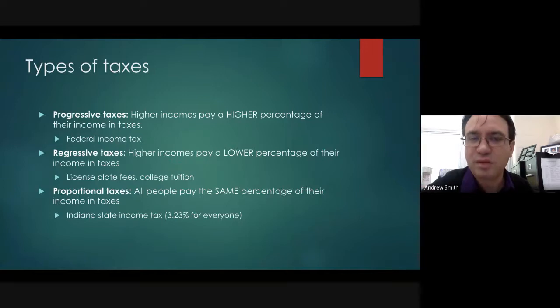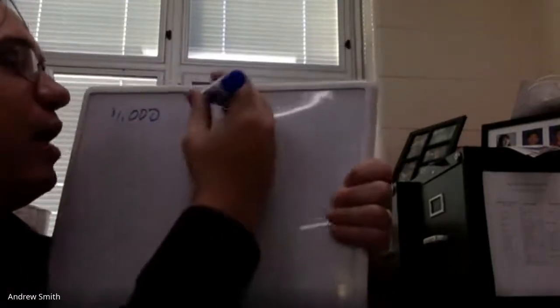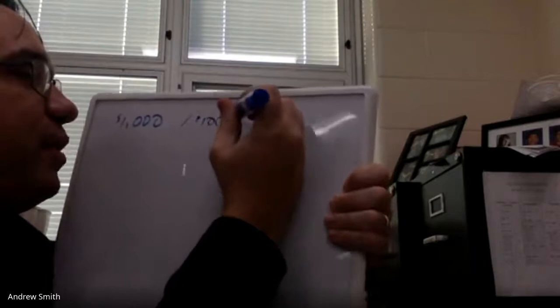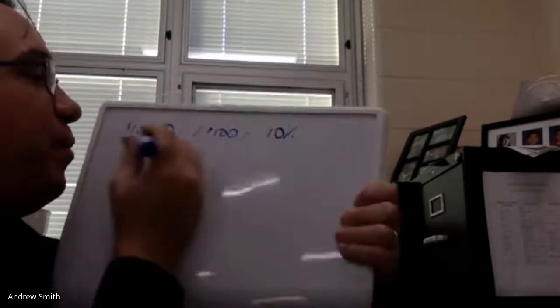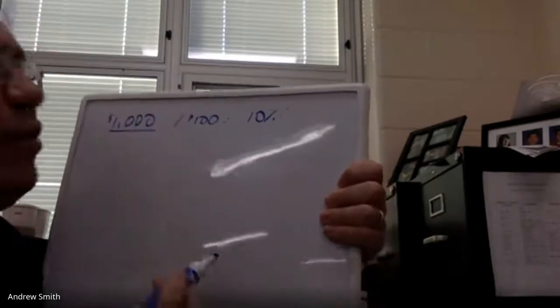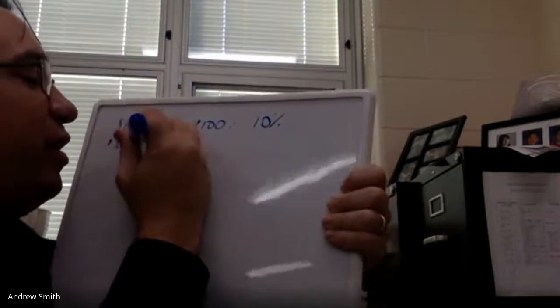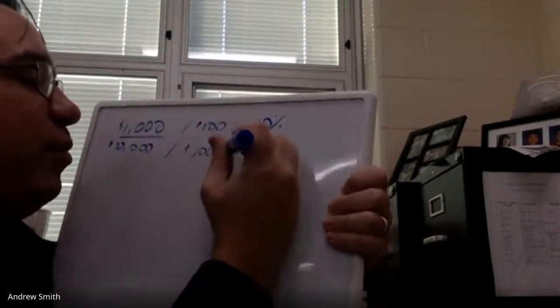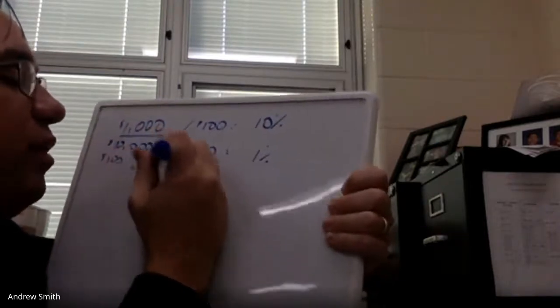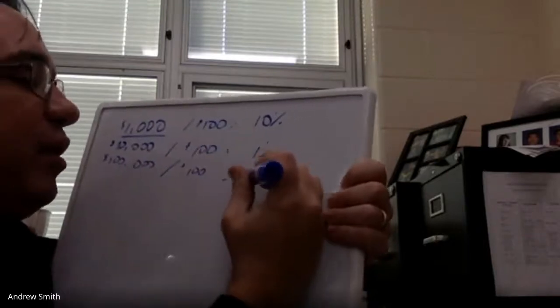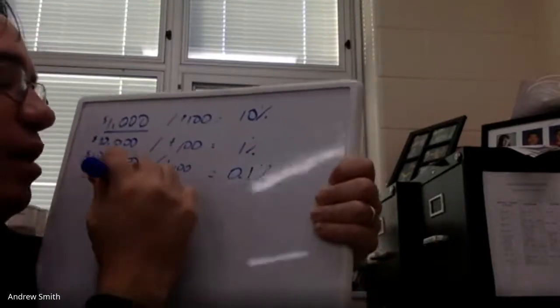So let me give you an example of a regressive tax. Okay, back to the whiteboard here. We've got a person making $1,000, okay? Now, let's say that we have a $100 license plate fee, okay? Well, that $100 license plate fee is going to be 10% of this person's income. Somebody who makes $10,000, that $100 license plate fee is 1% of their income. Somebody who makes $100,000, that license plate fee is 0.1% of their income, okay?